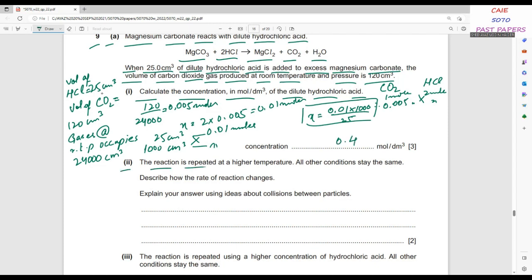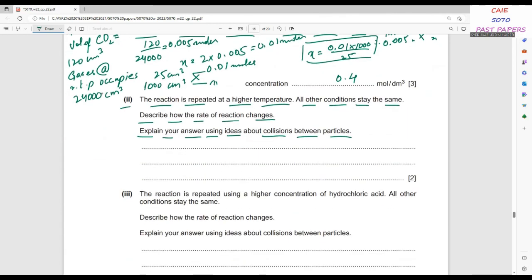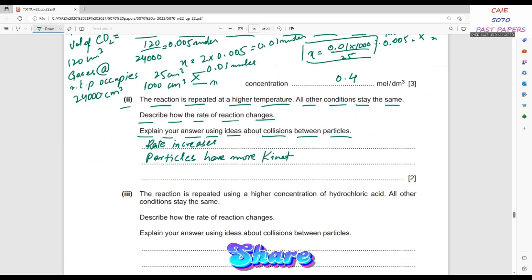Number 2, the reaction is repeated at higher temperature. All other conditions stay the same. Describe how the rate of reaction changes. Explain your answer using ideas about collisions between particles. It's very easy. High temperature means rate increases, but it will not help you. You have to give the explanation also in terms of the energy of the particles. Particles have more energy, or more kinetic energy.